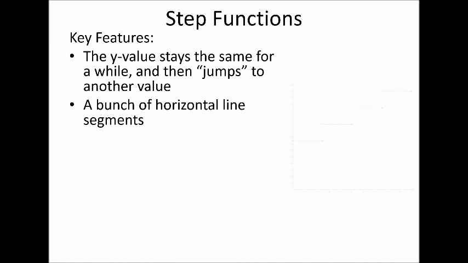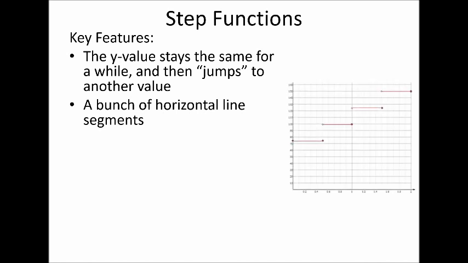Something like this. So I've got the line, the function moves across here, and then it jumps. Goes across and then jumps. Across and then jumps up again, and it would continue on, presumably, that way.